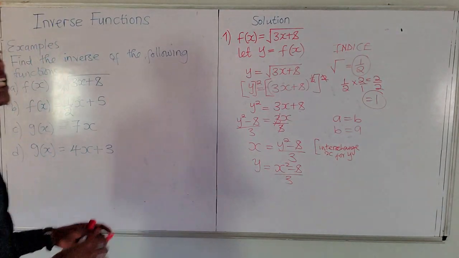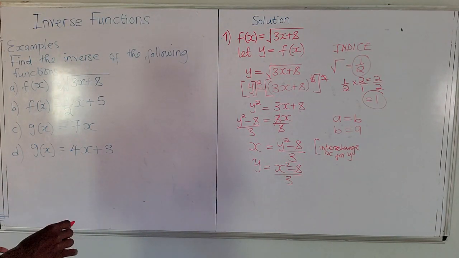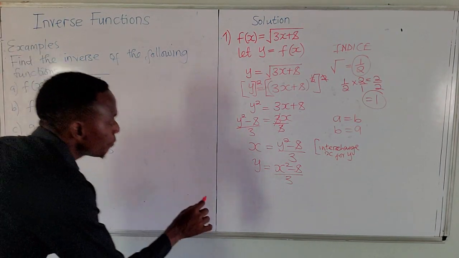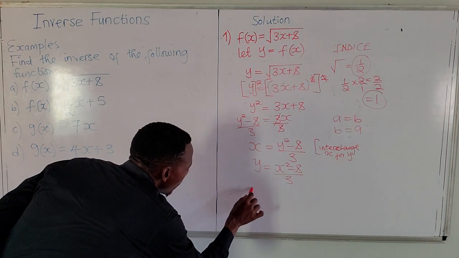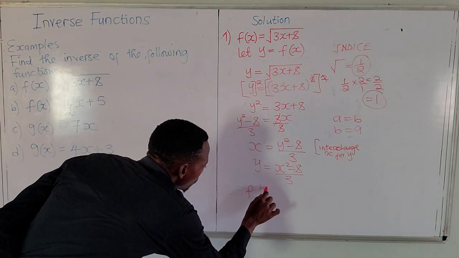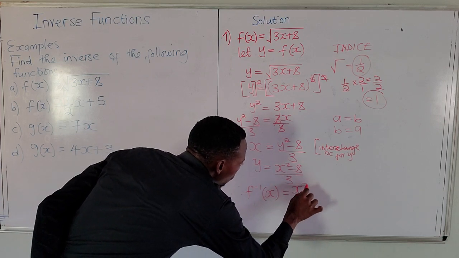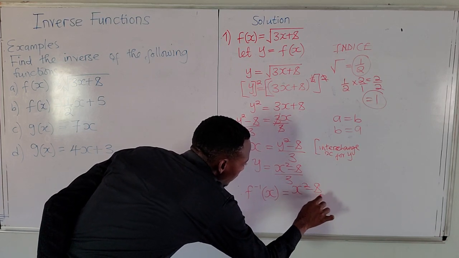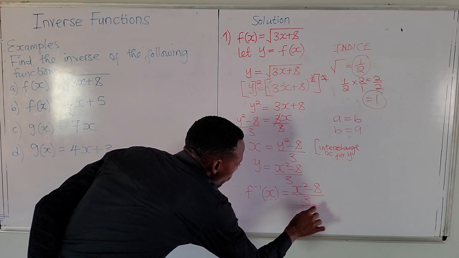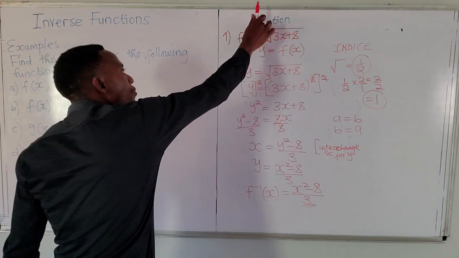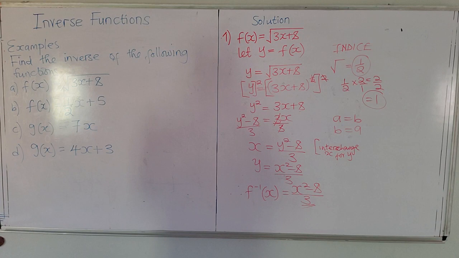Remember, we have been asked to find the inverse of f. So we are not yet done. So we have to write now, therefore, f inverse of x must give us x squared minus 8 over 3. So this is the opposite of this particular function. So we go now to b.